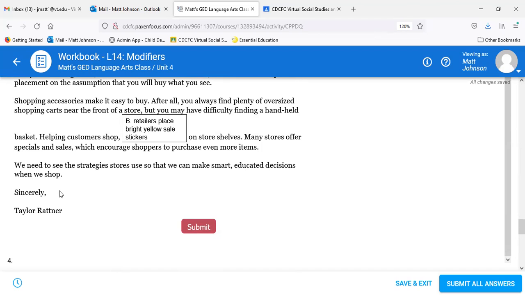B. Many stores offer special sales which encourage shoppers to purchase even more items. We need to see the strategy stores use so that we can make smart, educated decisions when we shop.